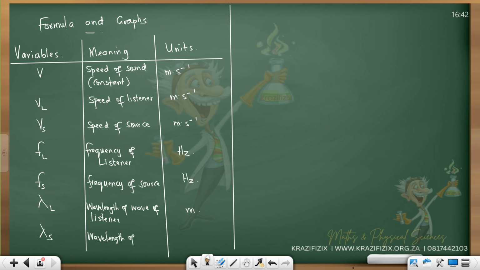The wavelength. I'm writing this for a particular purpose. I'm going to come back to that, and you're going to see where it's going to play a role. All right. So these are the variables I am using when it comes to the Doppler effect. Those are the things I will be using.